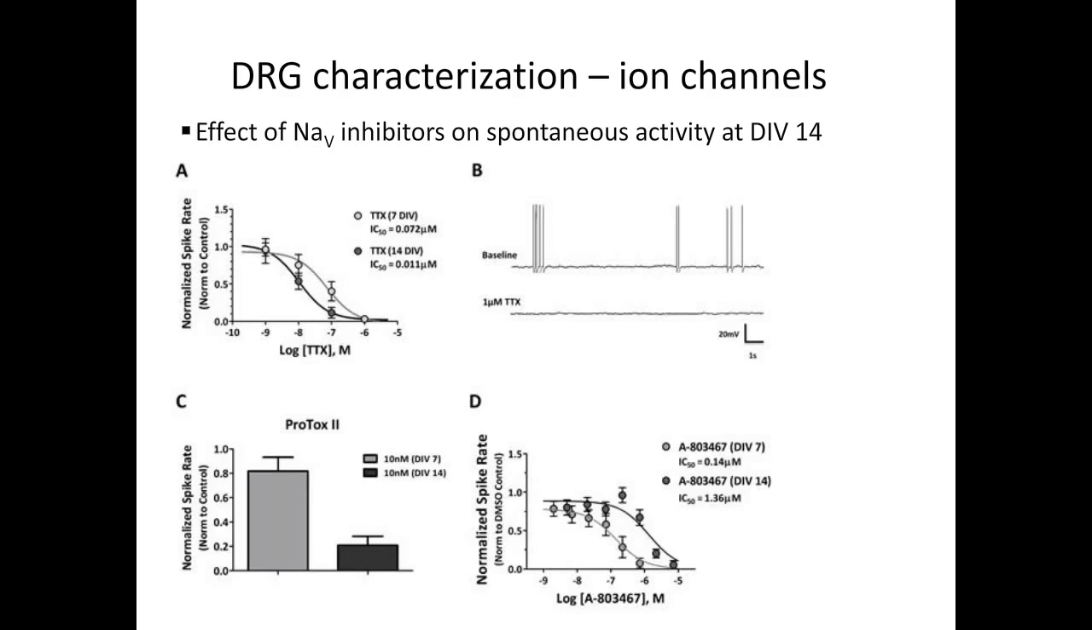suggesting that the 1.7 subunit has a greater contribution at later time points in the culture. We also wanted to look at NaV 1.8, a TTX resistant channel, and again here using the compound A803467, which is selective for NaV1.8. You can see at an earlier time point, 7 days in culture, the light gray bars, it's fairly potent with an IC50 of around 150 nanomolar. However, at a later time point, it's shifted to the right, suggesting it's not as potent, with an IC50 greater than a micromolar, and this might be non-selective effects. So again, this lines up with TTX resistant channels having more of a contribution early on, and TTX sensitive channels having more of a contribution as these cultures mature.